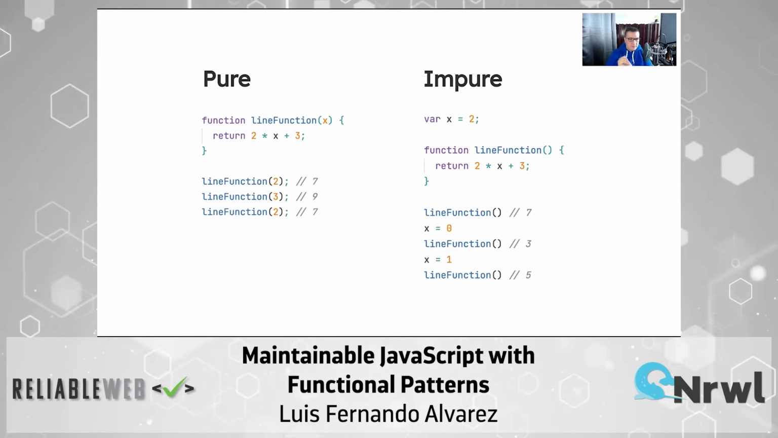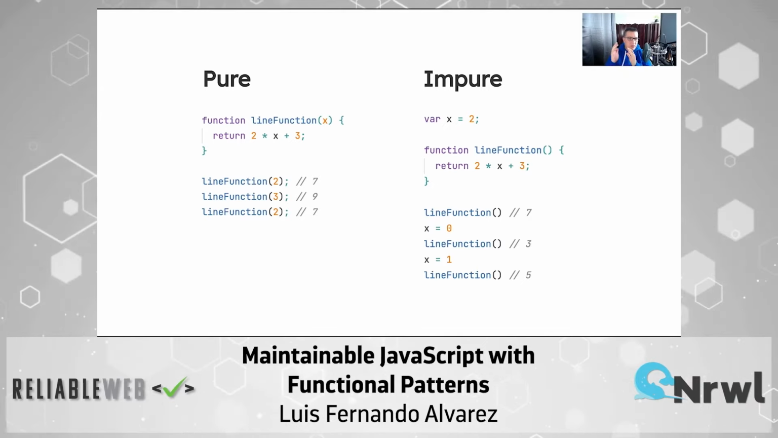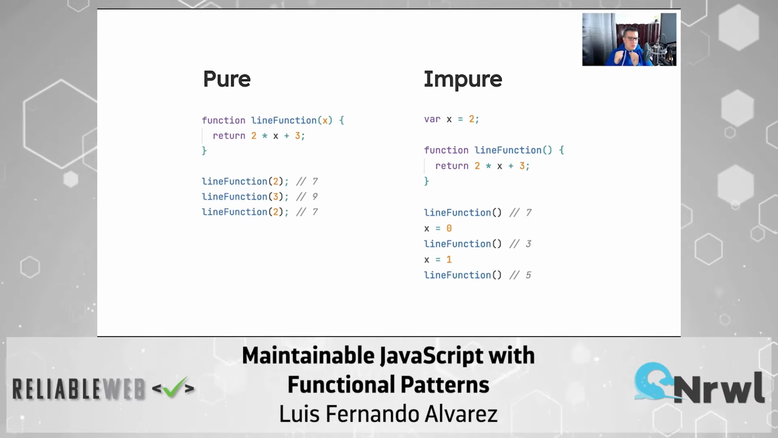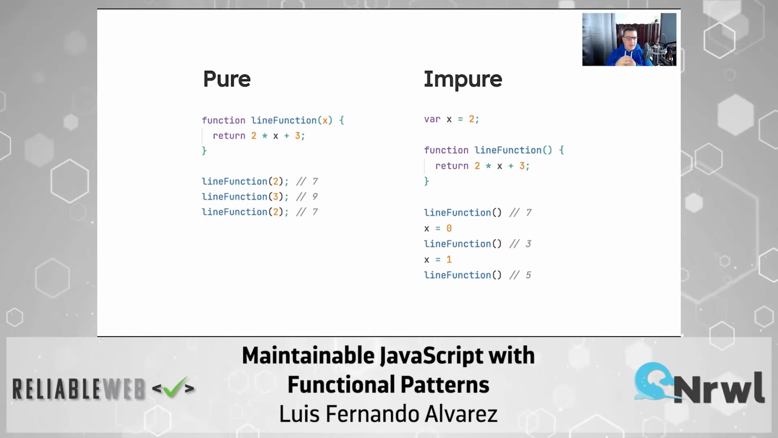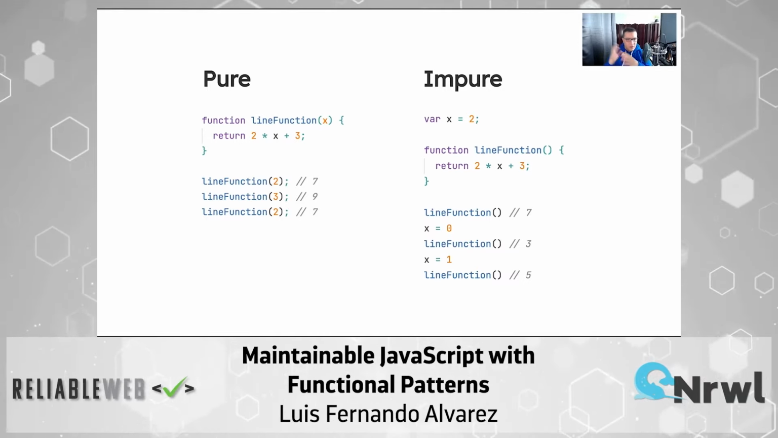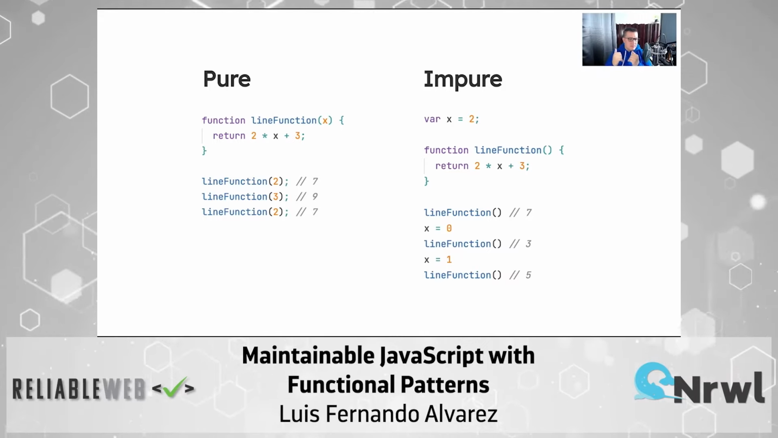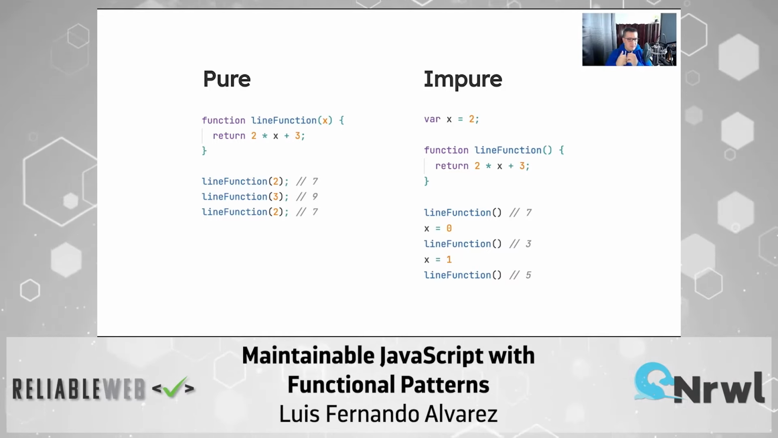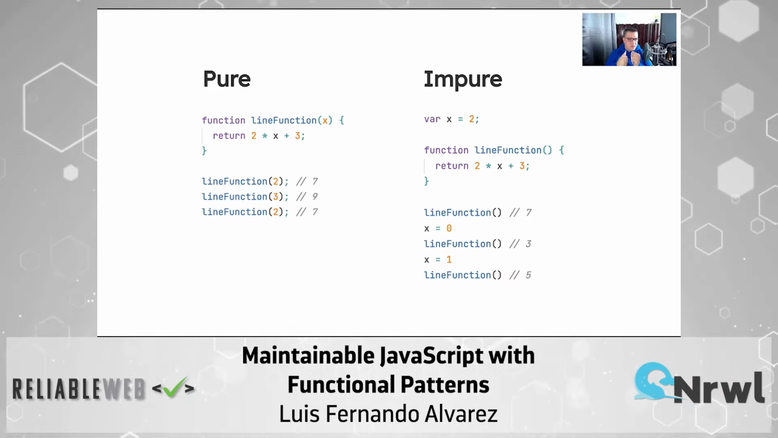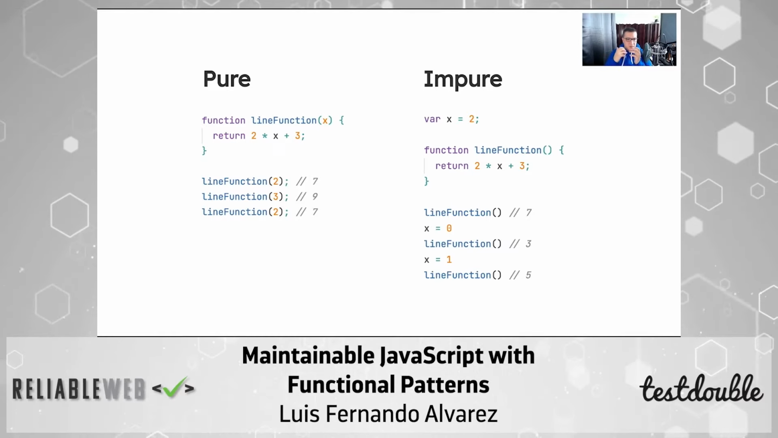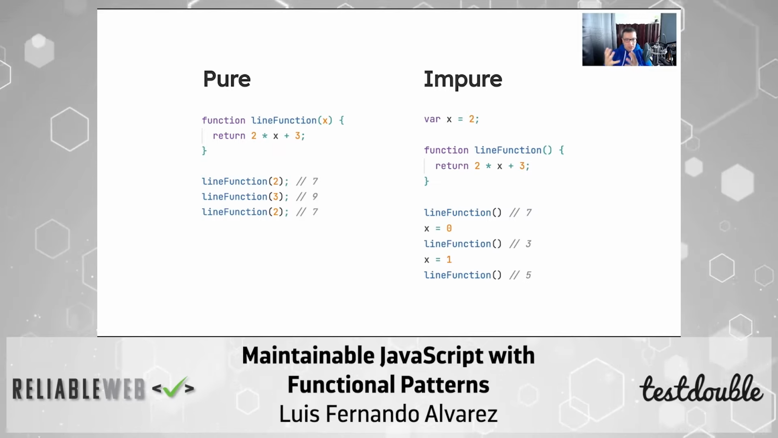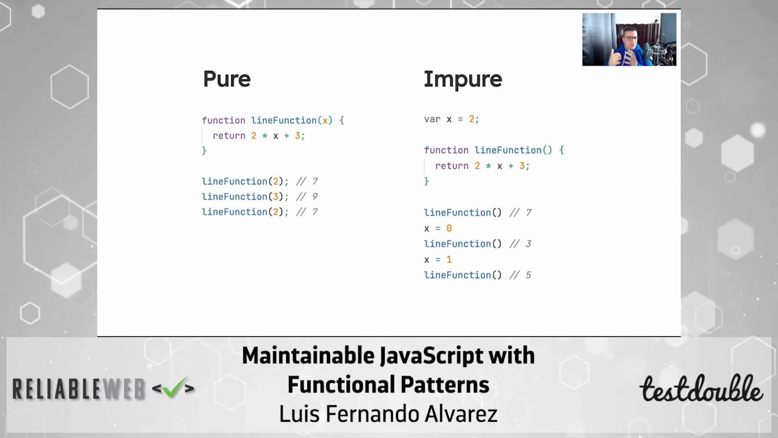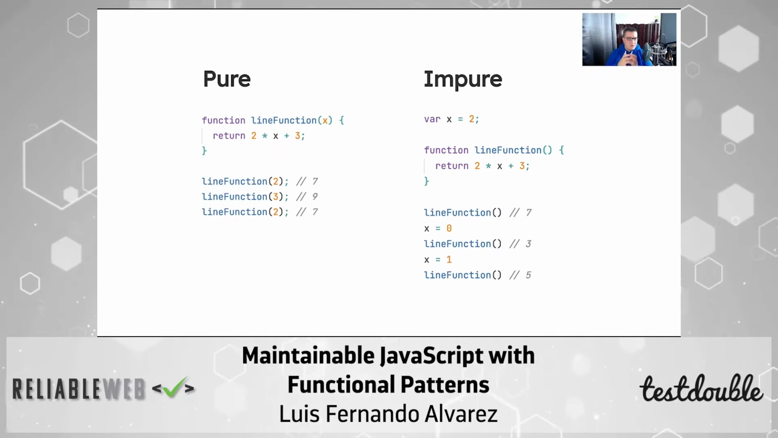Which is how it should work. But we have the impure version of it. So let's imagine that we define a variable x in the outside scope, in the global scope, and then we read that global variable from the line function. This is going to be risky because if we change that x externally, we are going to get different values on the execution of that function.